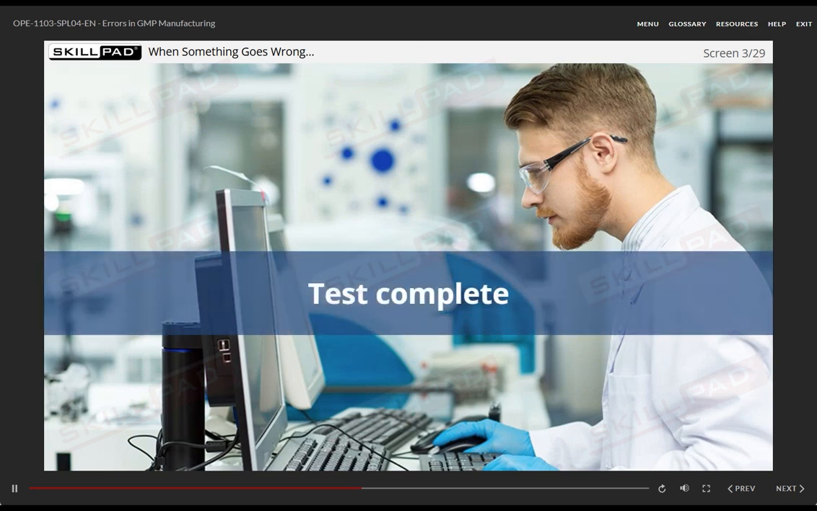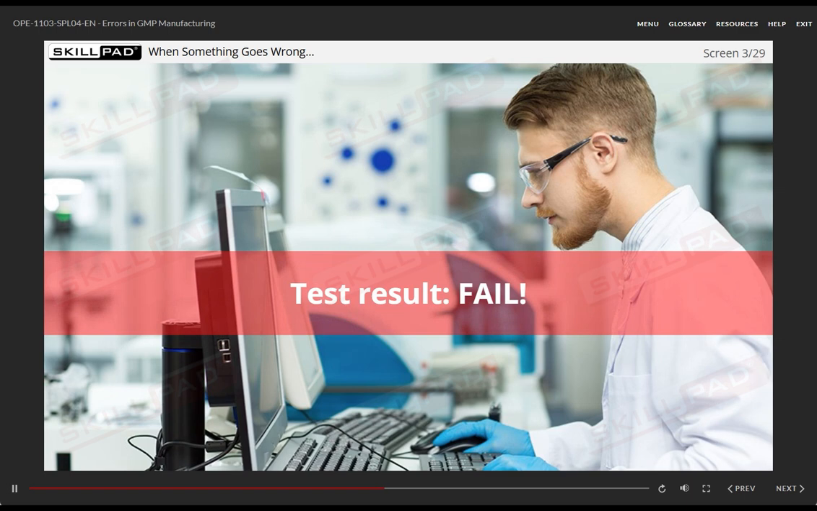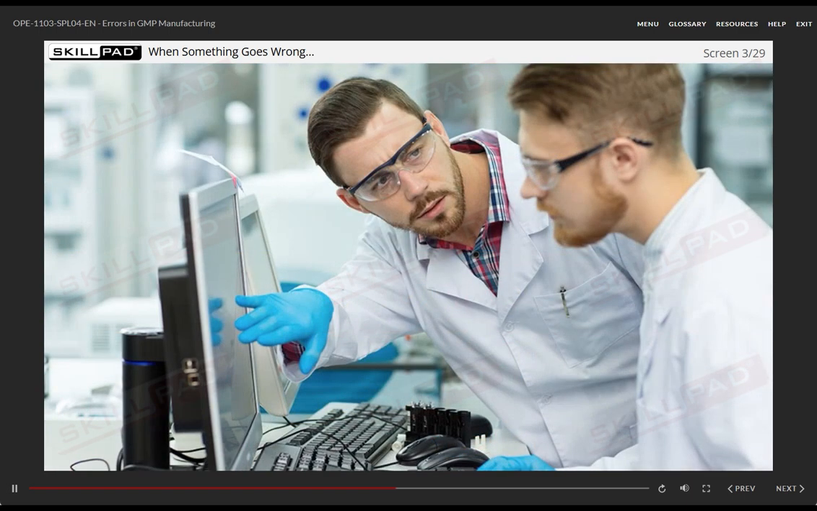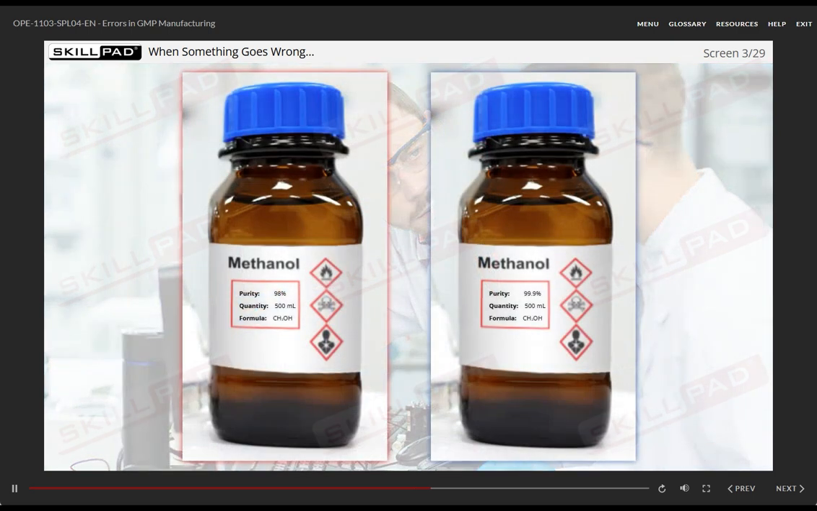An hour later, the test is complete, and the result is a fail. The product cannot now be released, and Paul must now begin an investigation into why this has happened. The investigation results will show that Anthony unintentionally selected the wrong grade of solvent for the test. Impurities in the lower grade solvent caused the negative test result.